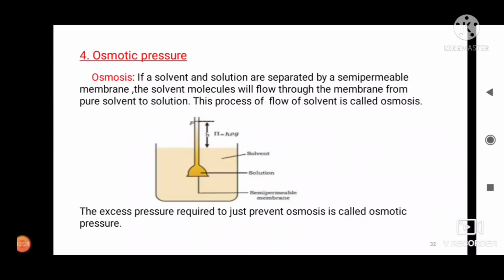These membranes appear to be continuous sheets or films, yet they contain a network of submicroscopic holes or pores. Small solvent molecules like water can pass through these holes, but the passage of bigger molecules like solute is hindered. Membranes having this property are known as semi-permeable membranes. What is a semi-permeable membrane? A membrane which allows only the solvent molecules to pass through it, but not the solute particles.